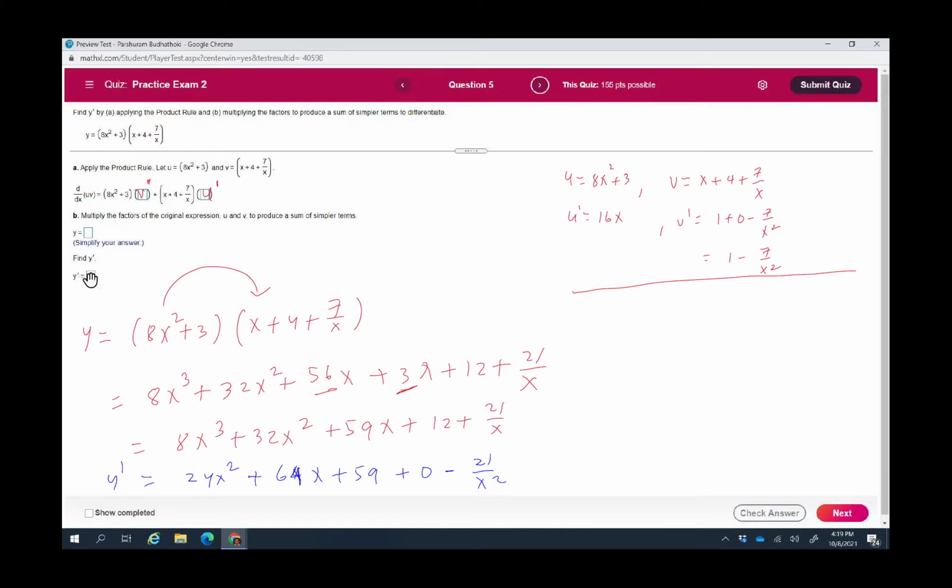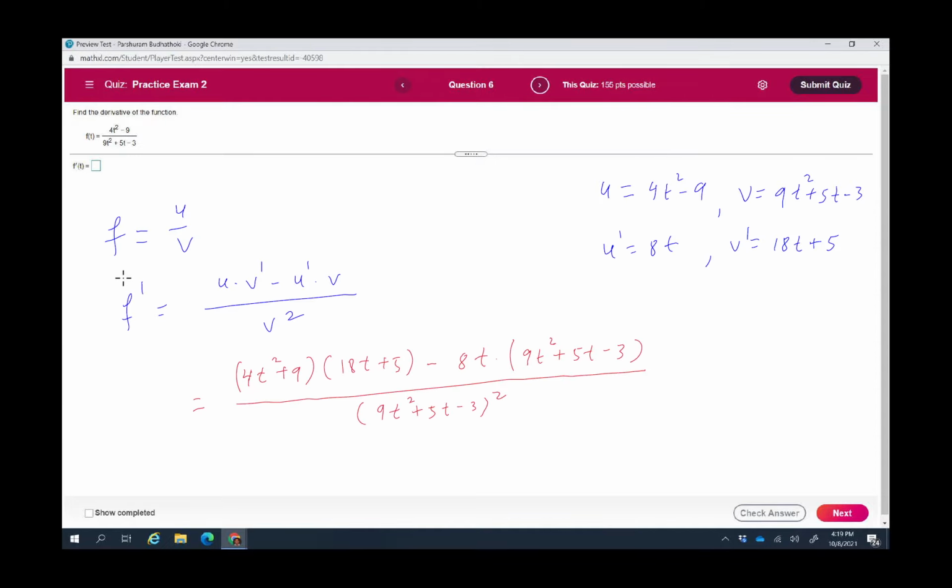Now we would like to find the derivative of each of them, which is by just using the power rule. So it will be 8 times 3 is 24x squared, 32 times 2 is 64x, the derivative of 59x is just 59, the derivative of 12 is 0, and the derivative of 21 over x is negative 21 over x squared. So that is the answer for the second part.